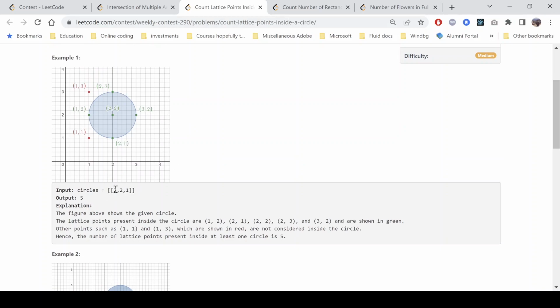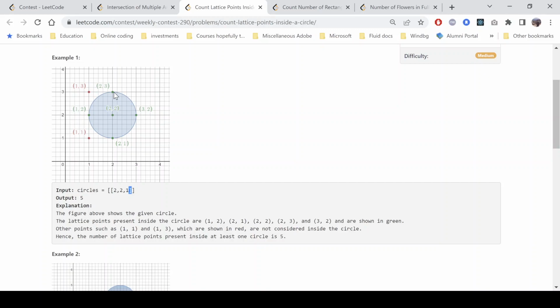Let's say this one. We just have one circle in this case. It's 2, 2, 1. That means a circle centered at coordinates 2, 2 with a radius 1. So this is the circle, the highlighted one. And what are the points that we have as lattice points? If we come from the left, then 1, 2 is one of the points. Then what could be the next one?